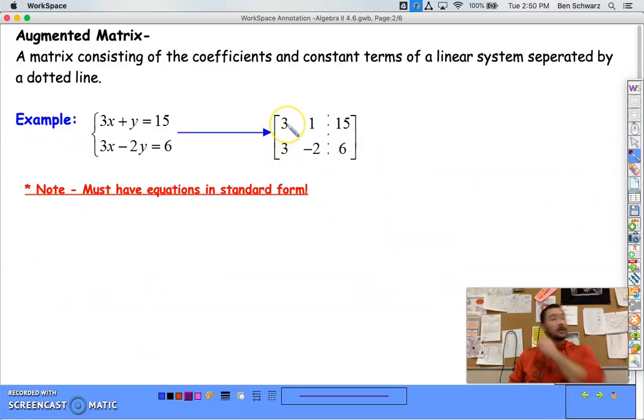So first we're going to talk about an augmented matrix. That's just when you take one of these systems, make it a matrix, kind of like a coefficient matrix on the left here, and then you separate your constants with a dotted line, so 15 and 6. So this right here is an augmented matrix, and you just want to make sure everything's in standard form. So x then y equals the constant.